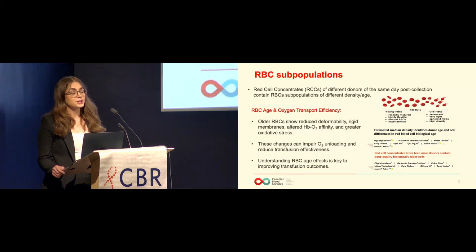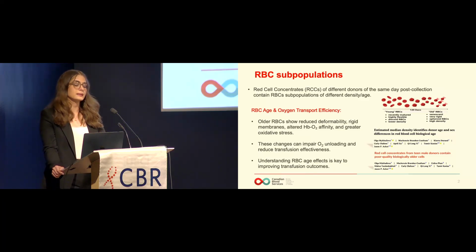In terms of the definition of young and old, we know that the lifespan of red blood cells is almost 120 days. So we have some young red blood cells which are recently matured, and they are highly flexible, more deformable, and have lower density. However, we have old red blood cells which are close to dying, and they are senescent, very rigid and less deformable. Also, they have a higher density.